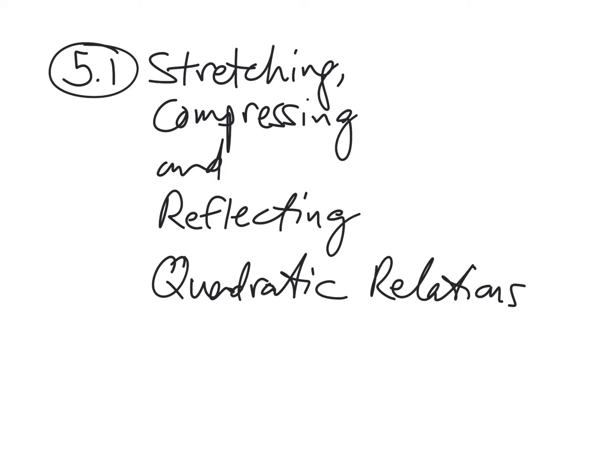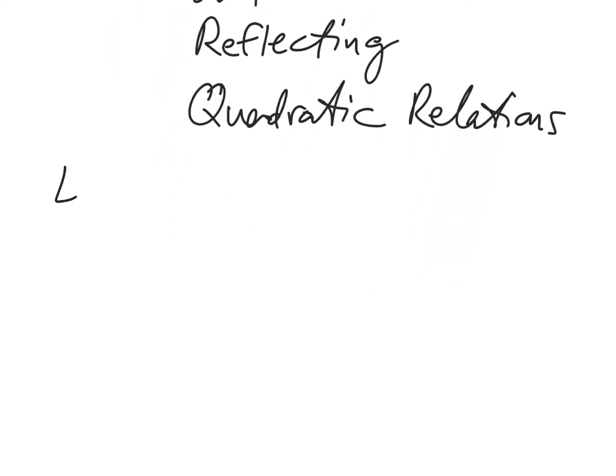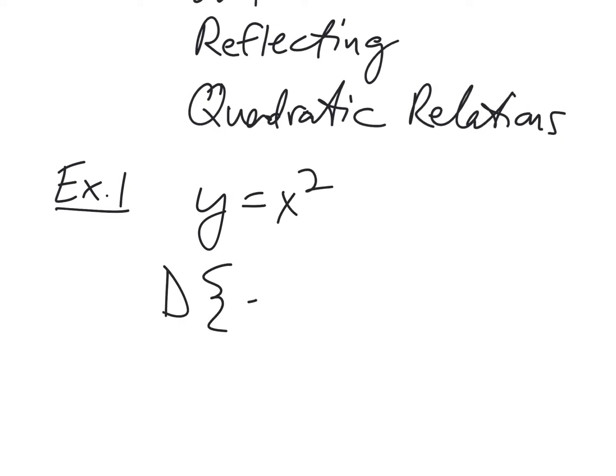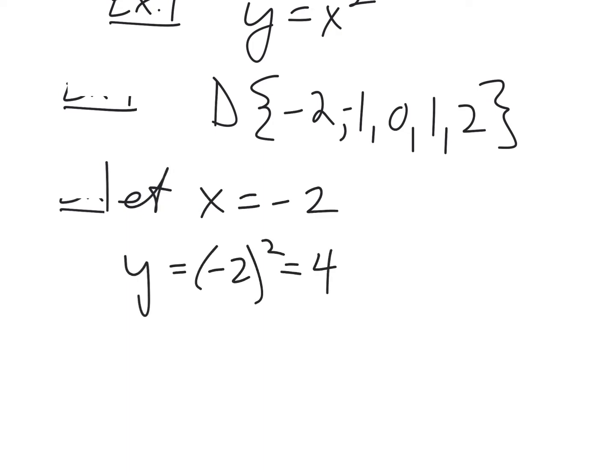Okay, hello everyone. Today in this video we will be stretching, compressing, and reflecting quadratic relations. So let's begin with y equals x squared, and let's analyze that for a domain between -2 to +2. So let's start. Let x equal -2, y equals -2 squared equals 4. Let's begin a table of values.